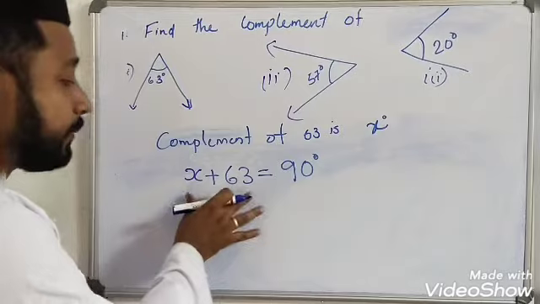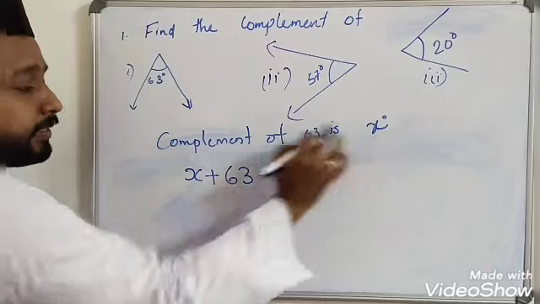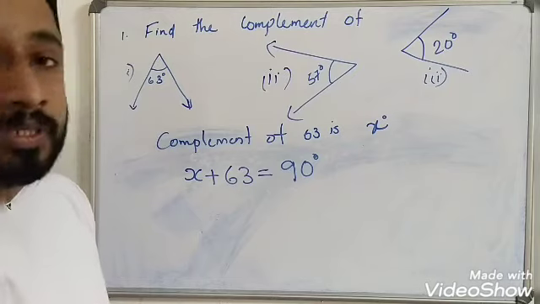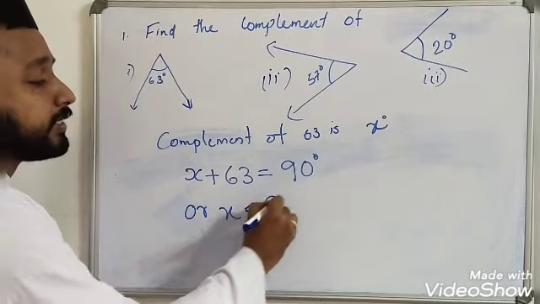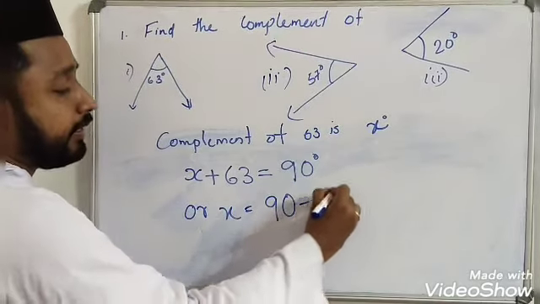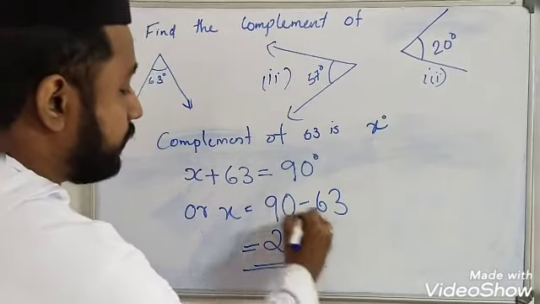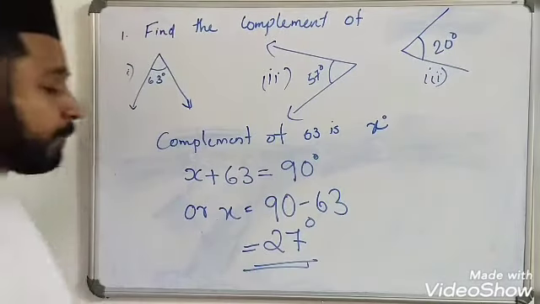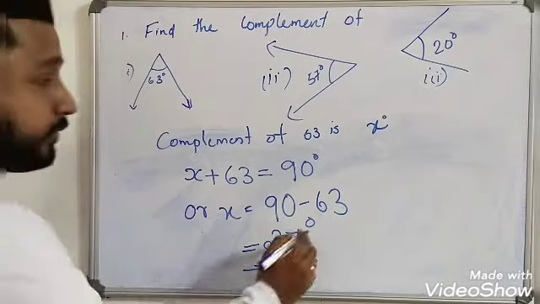63 is our angle. We take the complement of 63 as x. So their sum is 90 degree. That is x plus 63 equal to 90 degree, so x is equal to, we can subtract 63 from 90, that is we will get 27. So x is equal to 27. So complement of 63 is 27 degree.